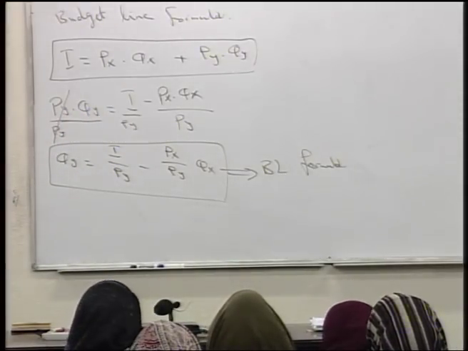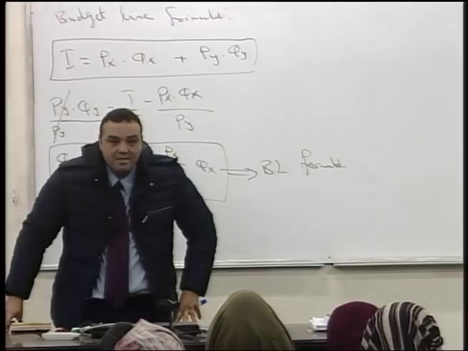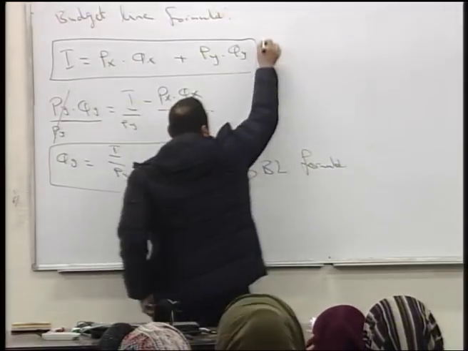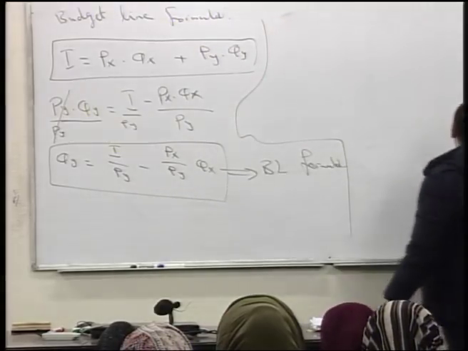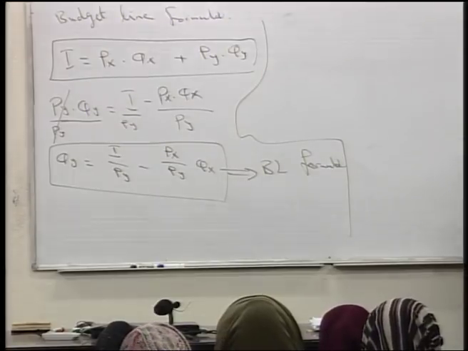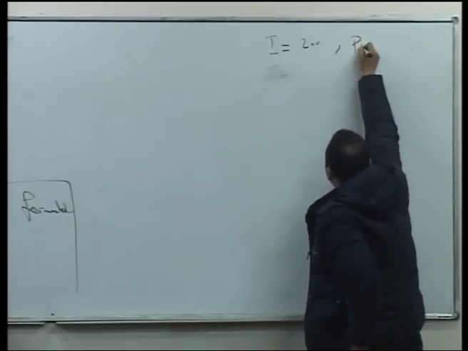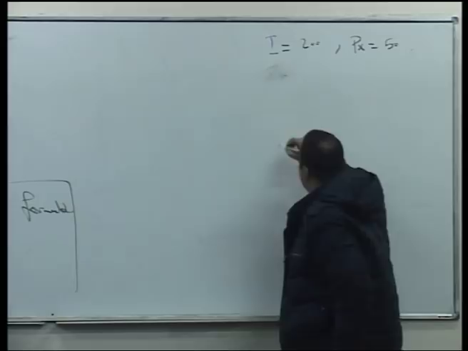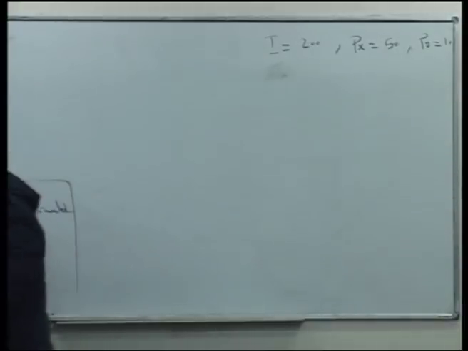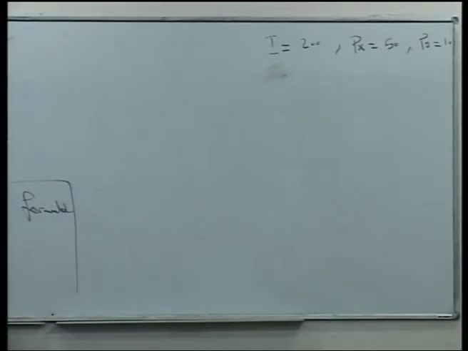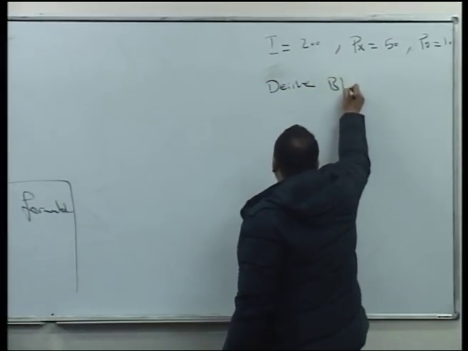Now, let's come back quickly to the last example. In the last example, we assume that the consumer's income was $200, the price of X was $50, and the price of Y equals $10. The question is to derive the budget line formula.